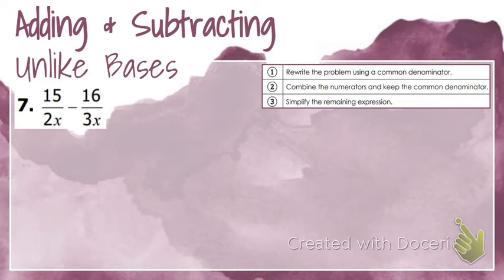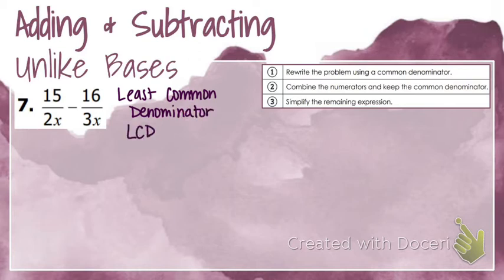Okay, so now is when we are going to get into unlike bases, which are the little bit more difficult problems. And we're going to start by finding, because these have to have a common denominator, the least common denominator. Well, I'll write that somewhere else. And we're going to call this the LCD. And the way that we do that is we find the least common multiple of 2 and 3.